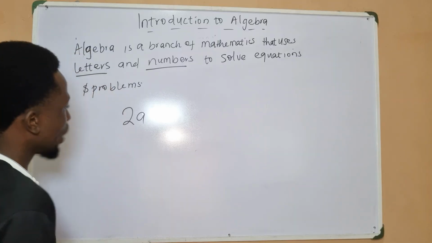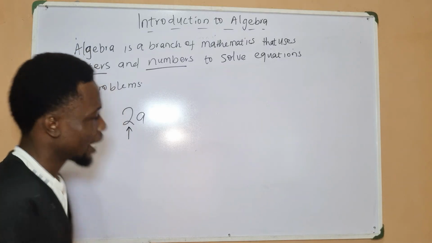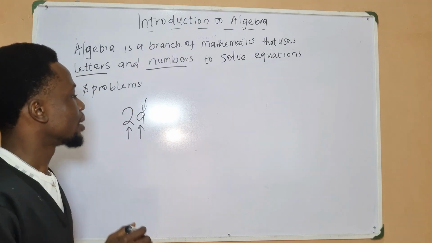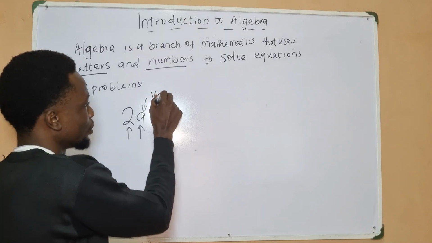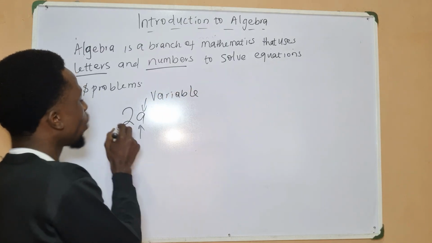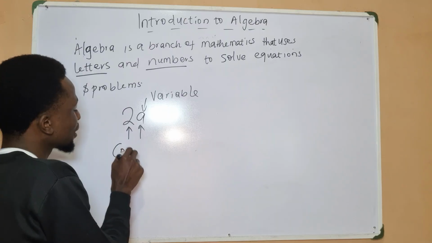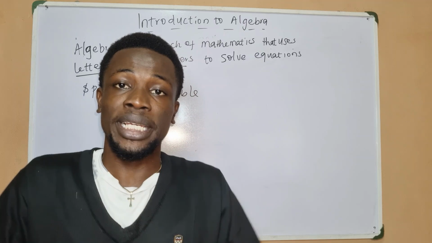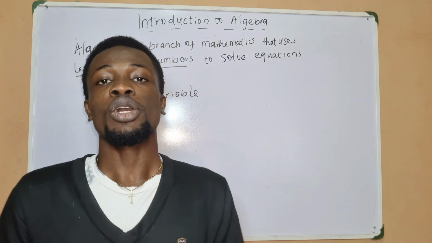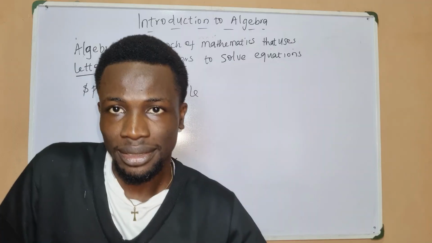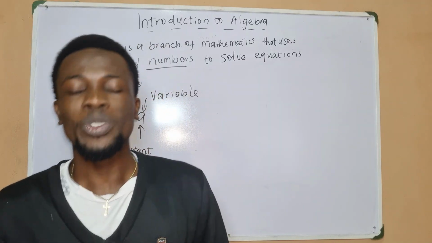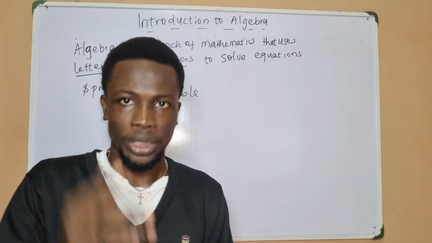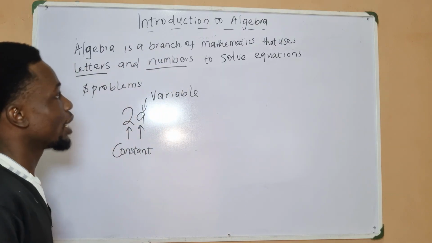Why? Because you're having a number and you're having a letter. And this letter can also be called a variable, while this number is what we call a constant. So, put in another form, an algebraic expression or algebra constitutes a constant and a variable, which is changing according to the given expression that we are given to solve a particular problem.